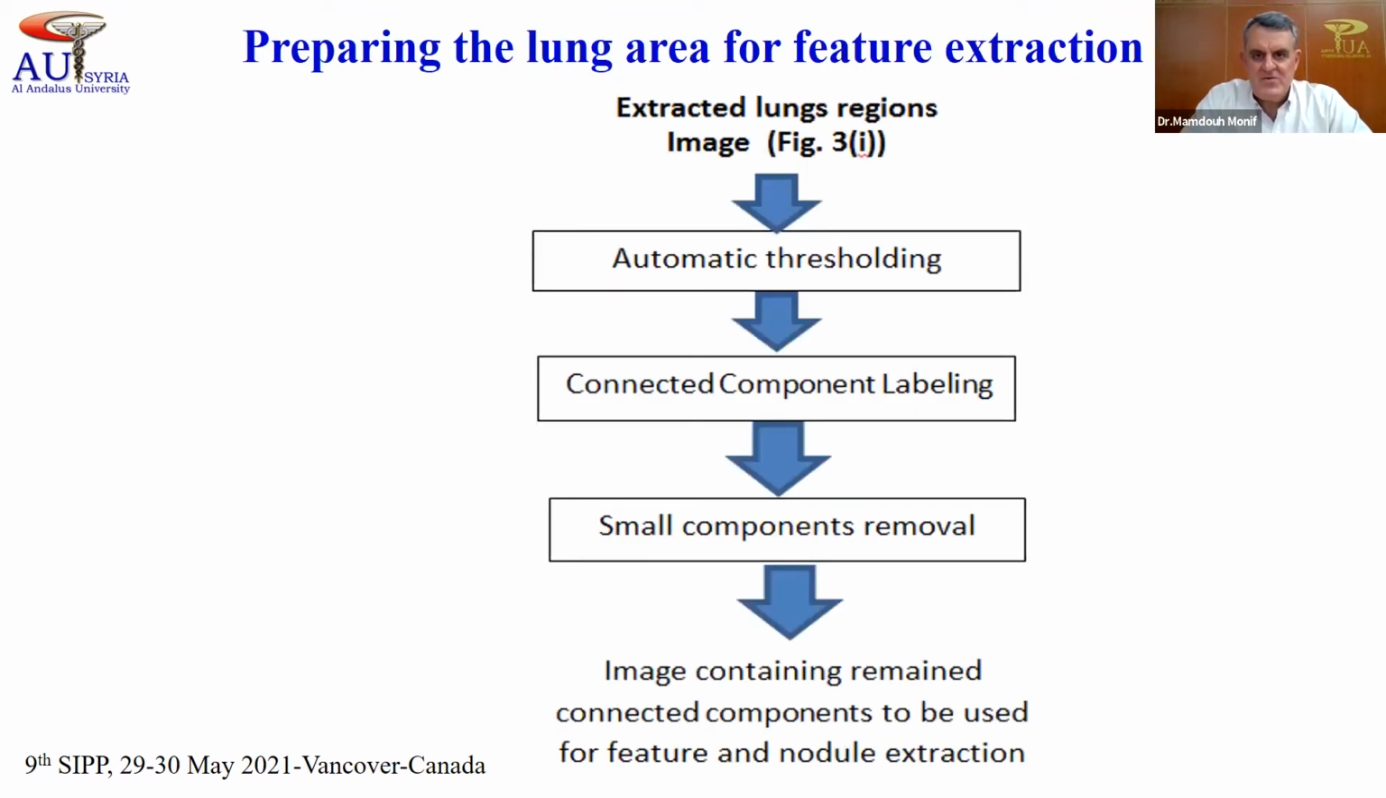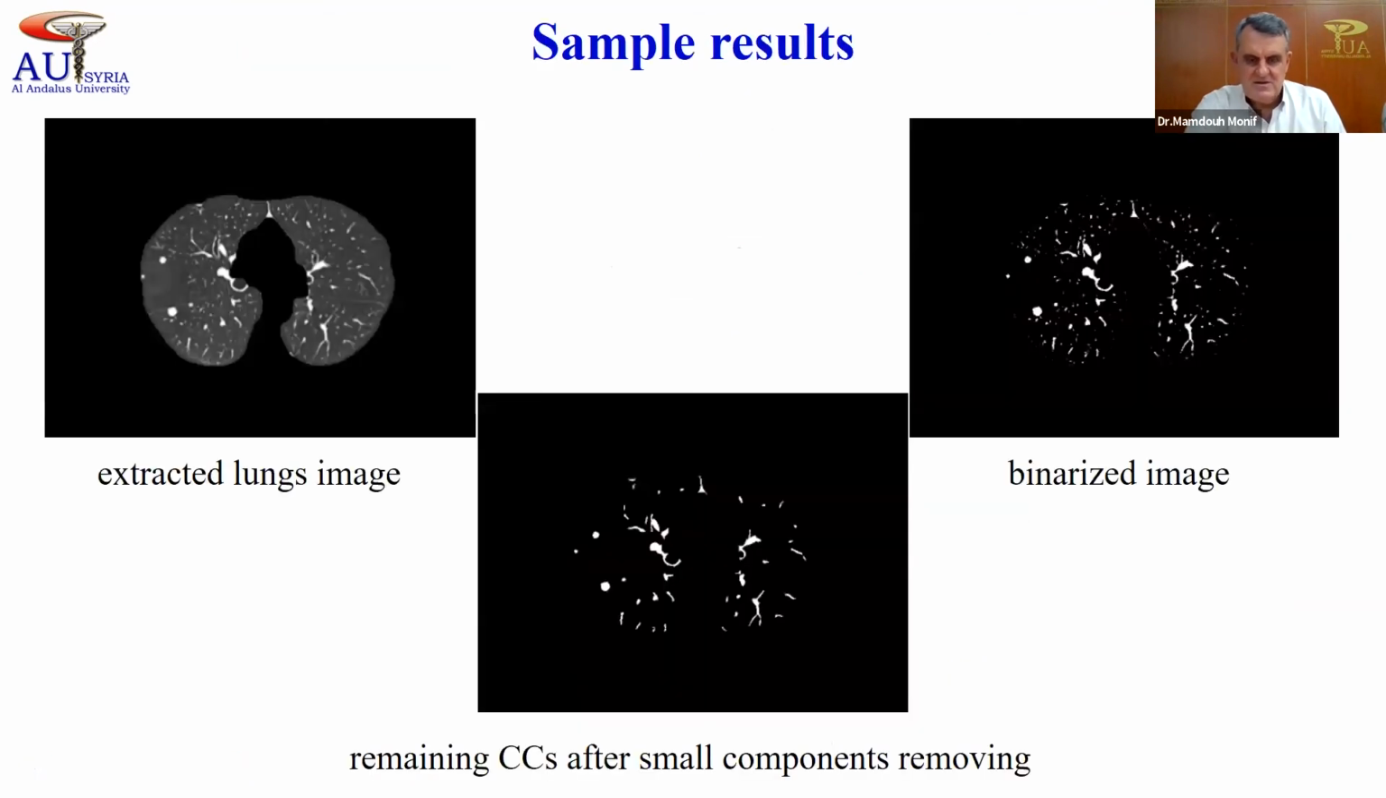Preparing the lung area for feature extraction consists of three stages: automatic thresholding, connected component labeling, and small components removal, and the image containing the remaining connected components is used for feature and nodule extraction in the second stage. Sample results we can see here. Left is the extracted lung images.